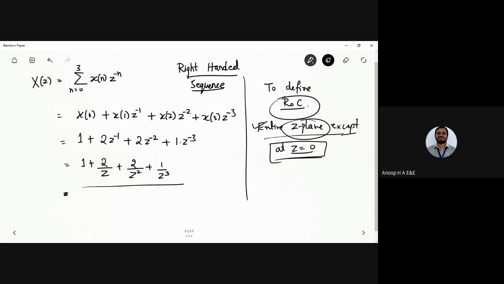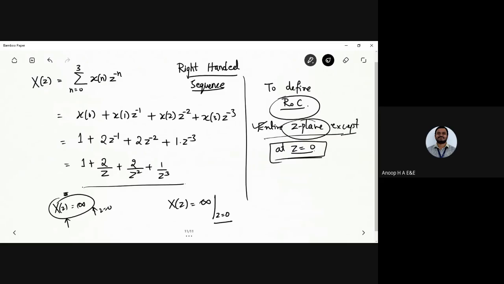So just give z equal to 0 here. You will have X of z equal to infinity there. That's not a way in which you can express it in terms of an algebraic equation. So at z equal to 0, X of z will be equal to infinity.